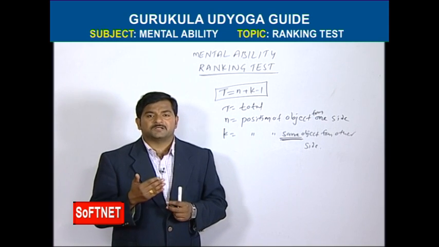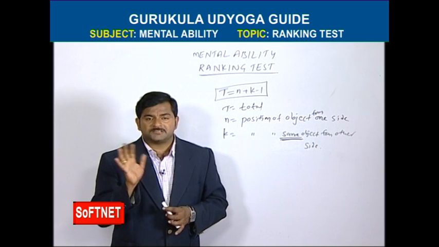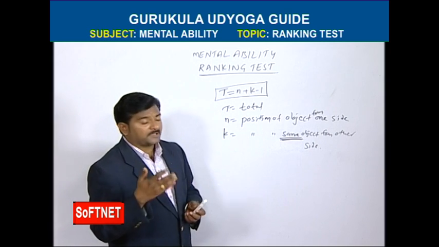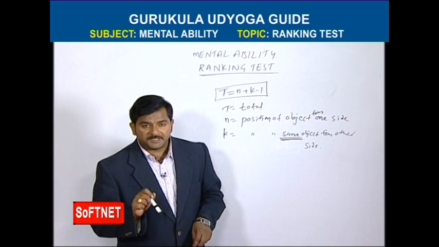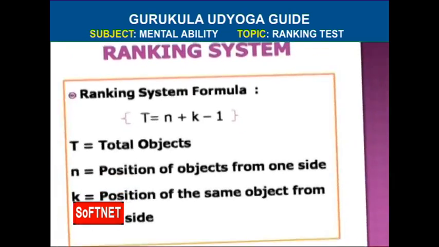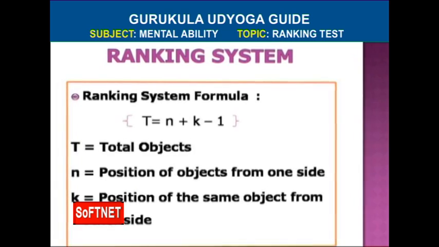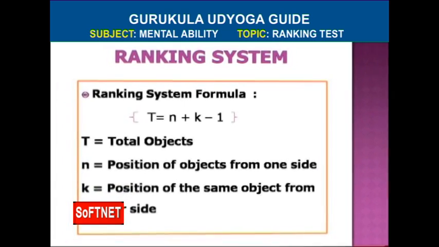Okay, the formula is T is equal to n plus k minus 1. It's very important. You may already have an idea about that formula, but what I mean to stress is it must be the same object's position. Remember that point carefully. T means total objects, n means position of the object from one side, k means position of the same object from the other side.